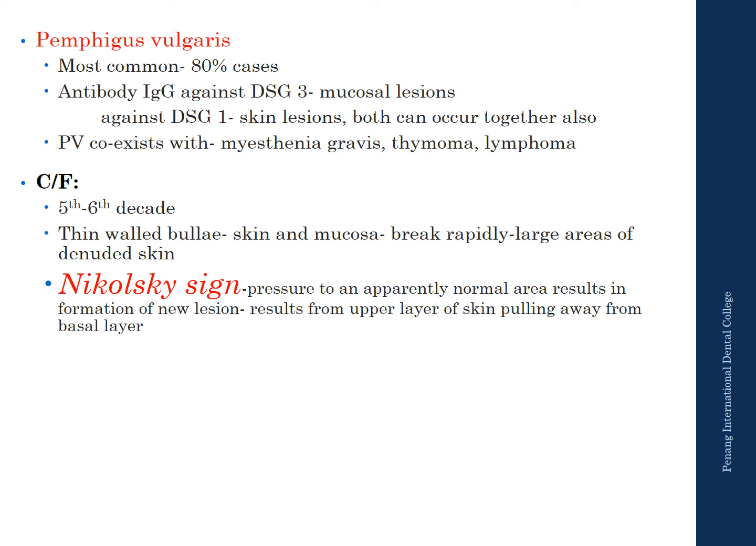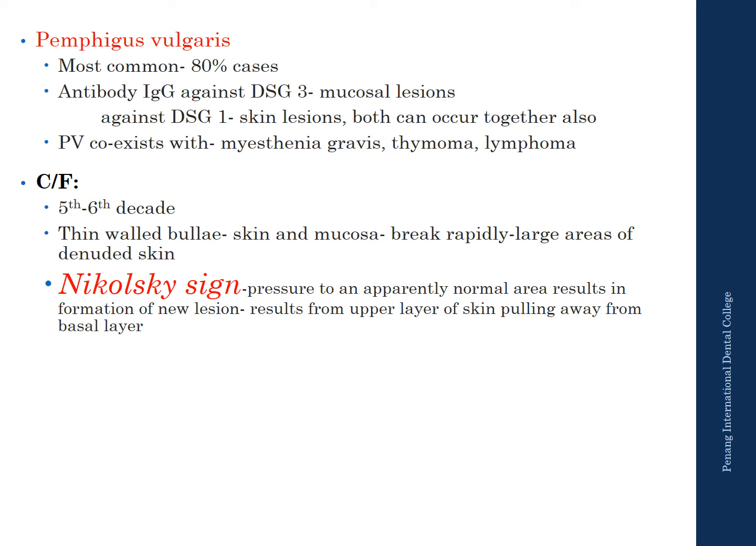Antibodies of IgG type against desmoglein 3 are the reason for mucosal lesions, and against desmoglein 1 are the reason for skin lesions, but both can occur together also. So, pemphigus vulgaris can coexist with myasthenia gravis, thymoma, and lymphomas. Since it's an autoimmune condition, this is something which is important to remember. The clinical features are generally seen in the fifth to sixth decade of life.